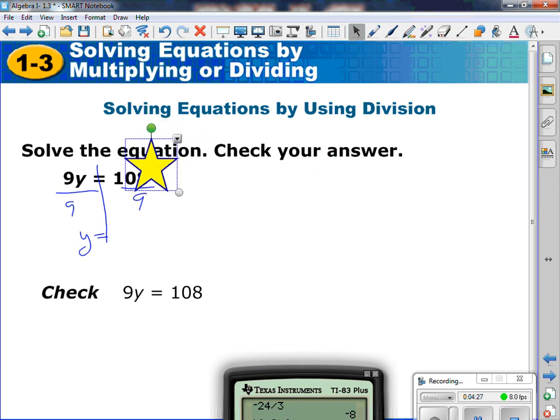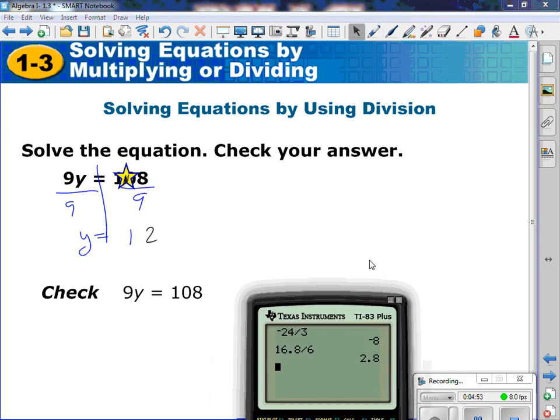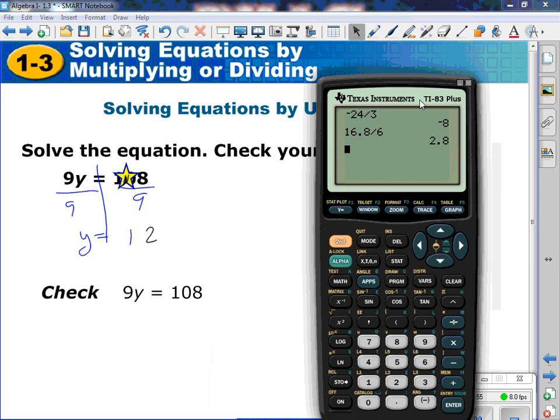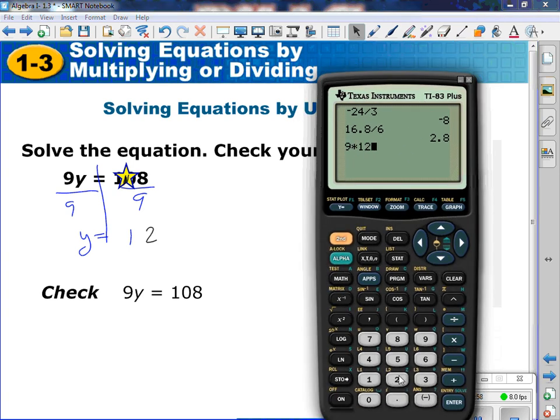A little bit too big. How many times does 9 go into 10? 1 time. Is there any left over? 1. So I'm going to take that 1 and I'm going to put it right here. How many times does 9 go into 18? 2. My answer is 12. 9 times 12, 108.